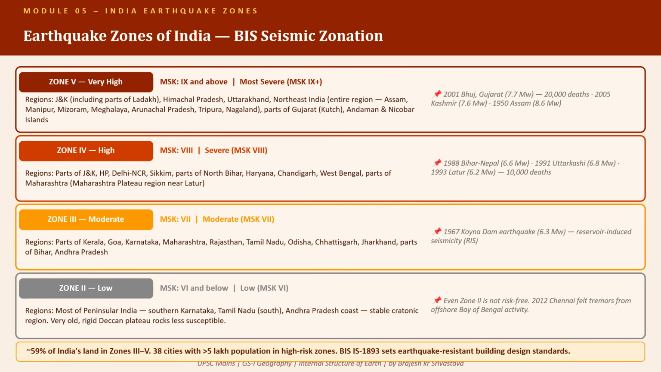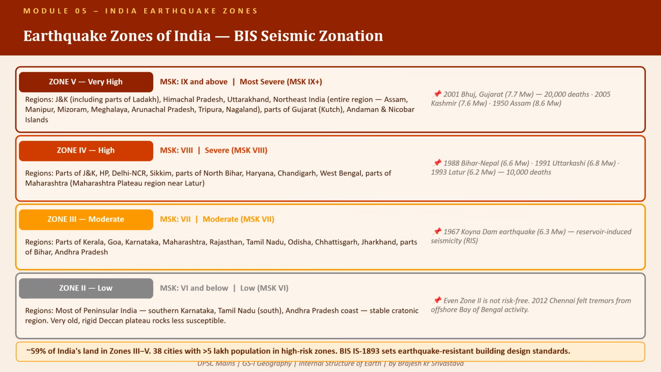Zone 2, low risk, most of peninsular India, the stable Deccan Plateau, southern Karnataka, Tamil Nadu coast. Old rigid cratonic rocks are less susceptible to seismic activity, but note, even Zone 2 is not zero risk.